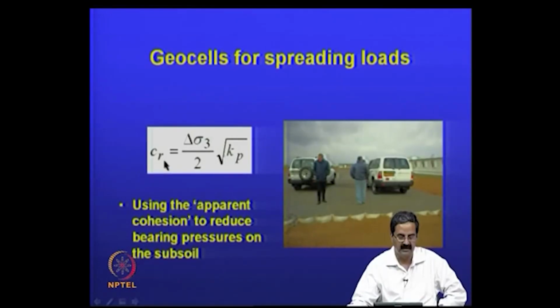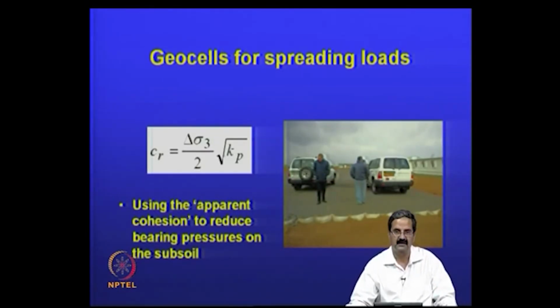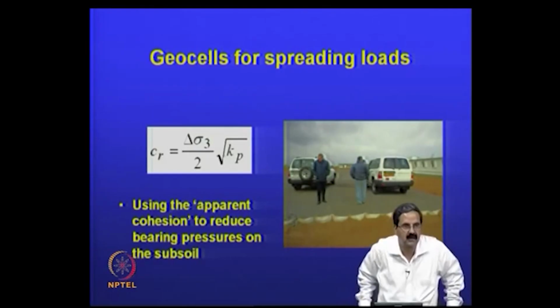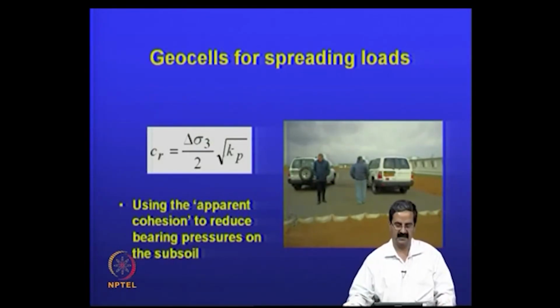So, you are able to get this cohesion also. Using this apparent cohesion, one can use it in slope stability calculations or bearing capacity calculations. Otherwise, the material was actually a sandy material. Now, because of the cohesion, you got higher bearing capacity. That is an advantage here.